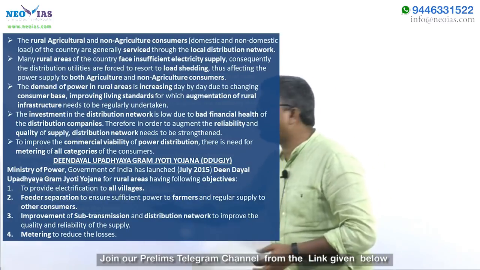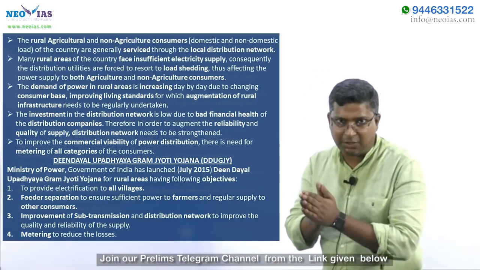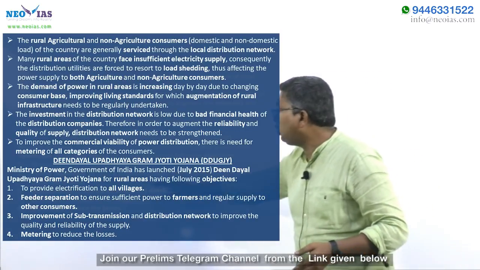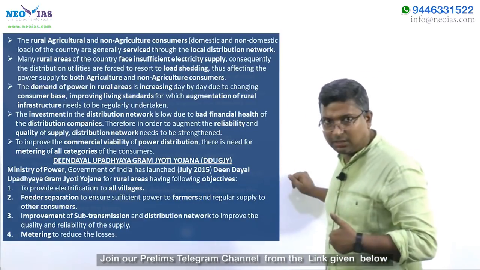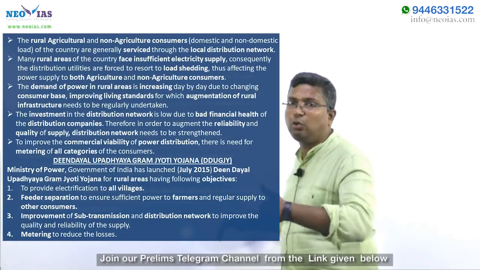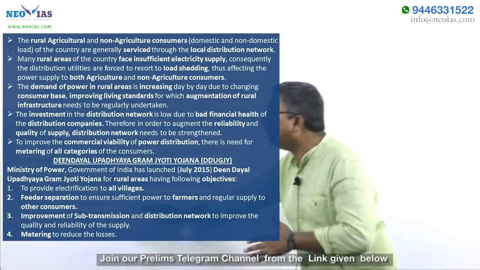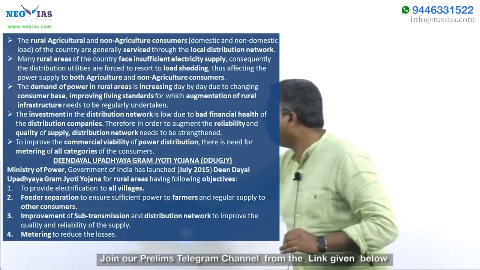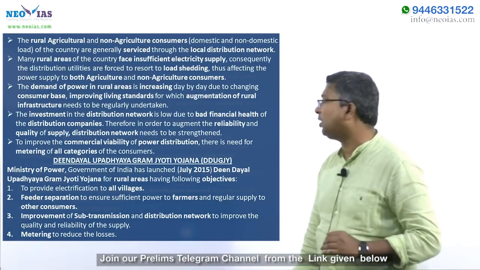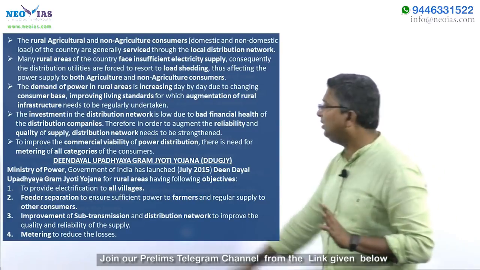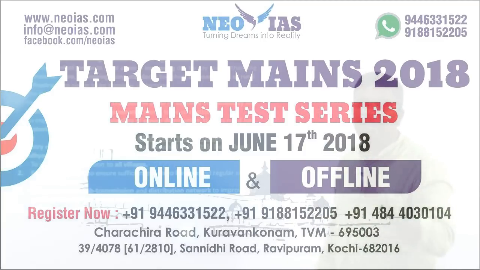Second objective is feeder separation, and you know why feeder separation is required in rural areas: to ensure sufficient power to farmers as well as regular supply to domestic consumers. Other consumer here means domestic consumer. Third objective is improvement of sub-transmission and distribution network to improve the quality and reliability of the electricity supply. So that is the third objective. Fourth objective is metering to reduce the electricity losses. Okay, so these are the four major objectives.